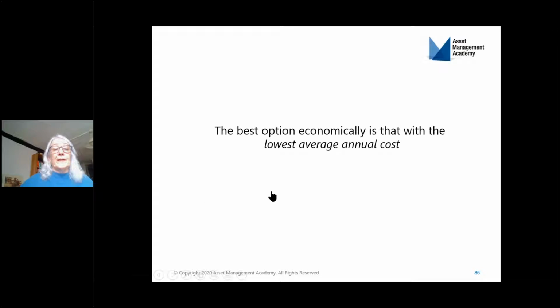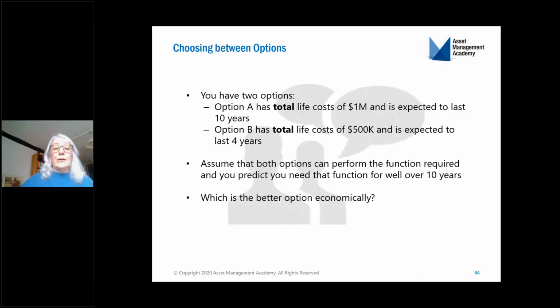The answer is the best option economically is that with the lowest average annual cost. Let's look back at that. In the first case, it's $1 million spread over 10 years, which gives us 100,000 per year on average. Option B is 500,000 over 4 years, and that gives us an average cost of 125,000 per year.